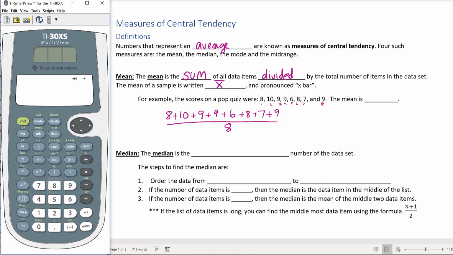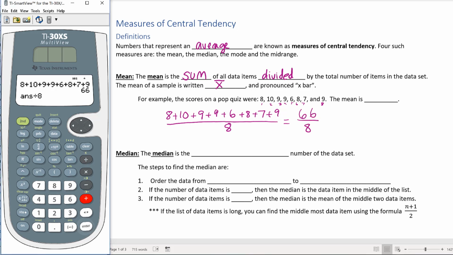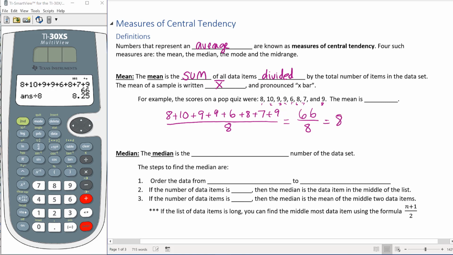So I get out my calculator. 8 plus 10 plus 9 plus 9 plus 6 plus 7 plus 8 plus 9. Now because I didn't put parentheses around the numerator, I'm just going to hit enter and get the numerator by itself, 66, then go back and take 66 and divide it by 8. And that's going to get me 8.25. So that means the mean is 8.25. So the average of these quiz scores is 8.25. I'm hoping it's out of 10.